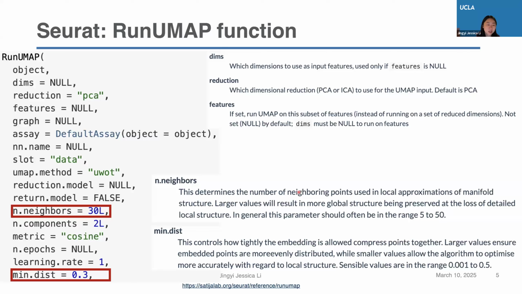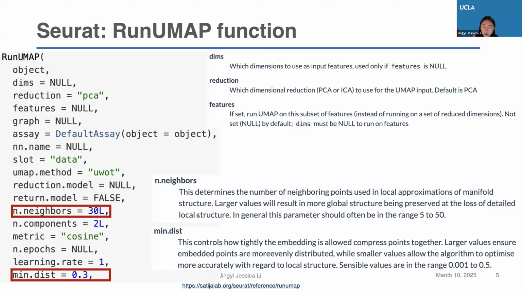All right, and you see in the RunUMAP function, there are a few key parameters. The 2 most important hyperparameters that determine the UMAP result are the number of neighbors and the minimum distance. These are 2 key hyperparameters needed in the UMAP method, which we'll introduce later. So the n.neighbors parameter determines the number of neighboring points used in local approximations of manifold structure. Larger values will result in more global structure being preserved at the loss of detailed local structure.